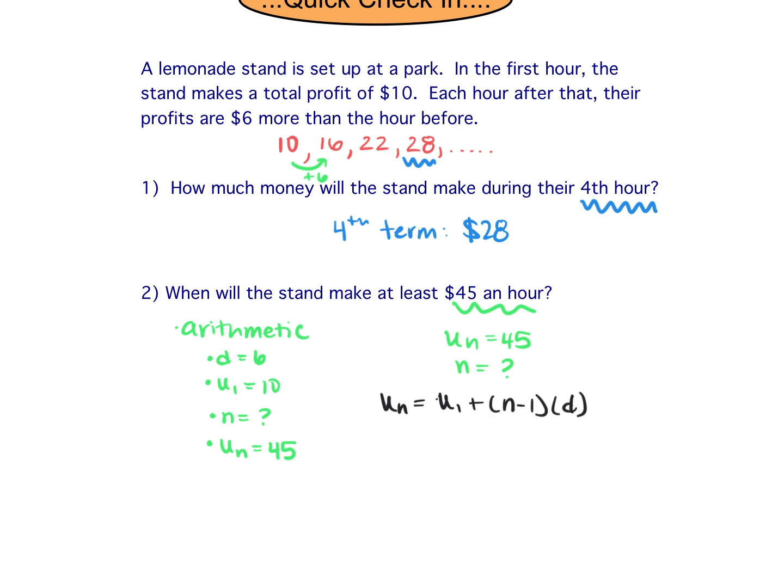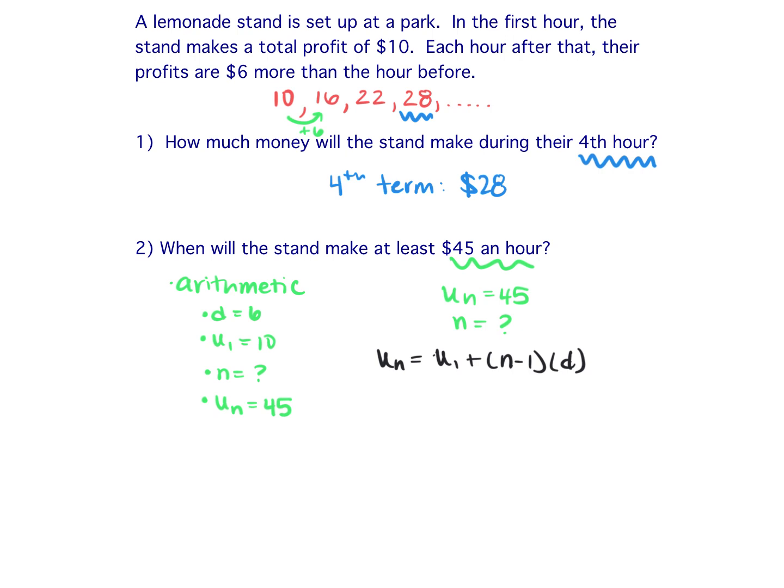I'm going to plug in all the information that I know and then solve it like an equation for n. So my total is 45. The first term is 10. I don't know n, so I'm going to leave that as n in the formula. And the common difference is 6.